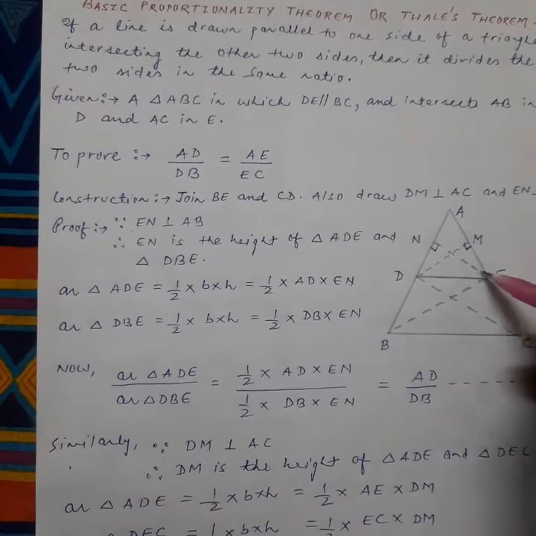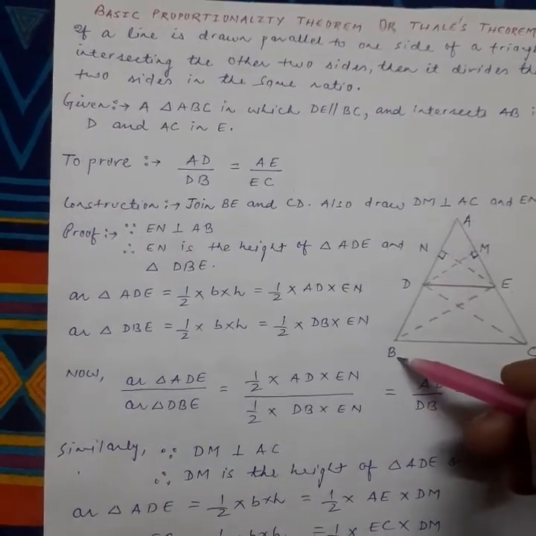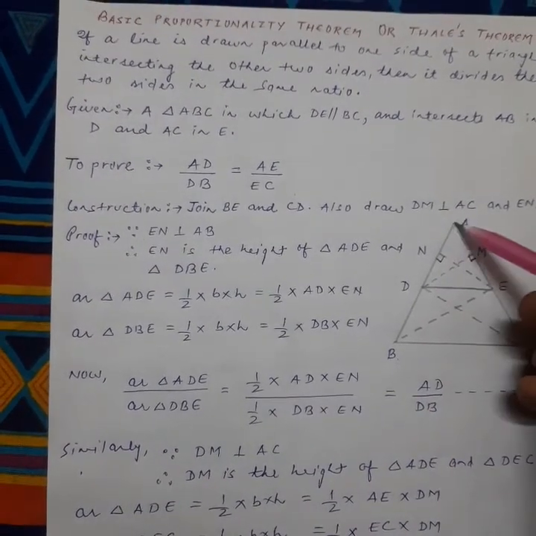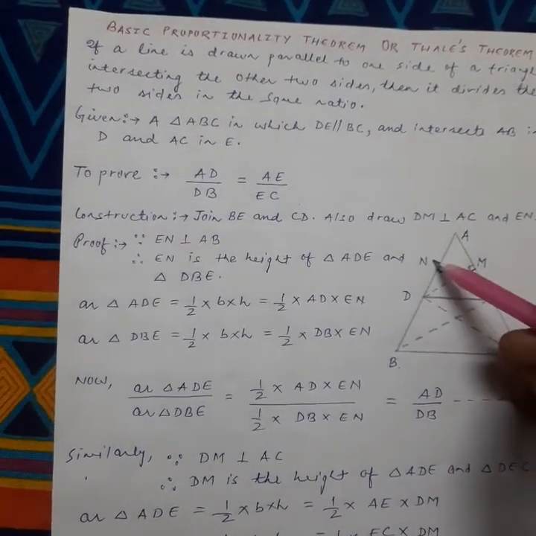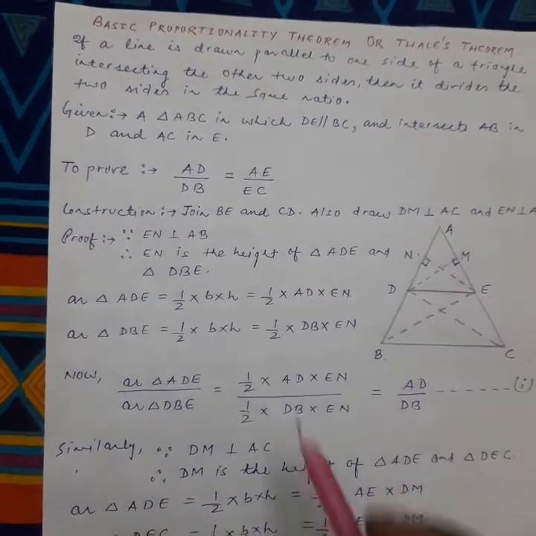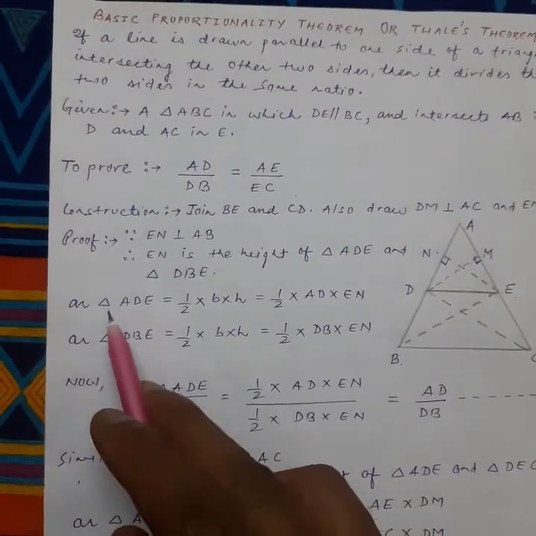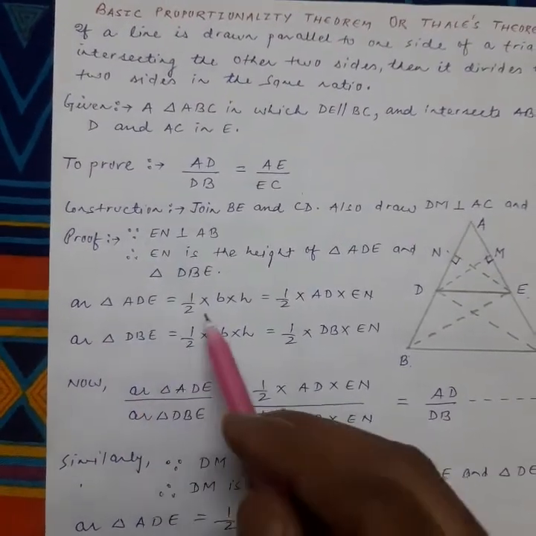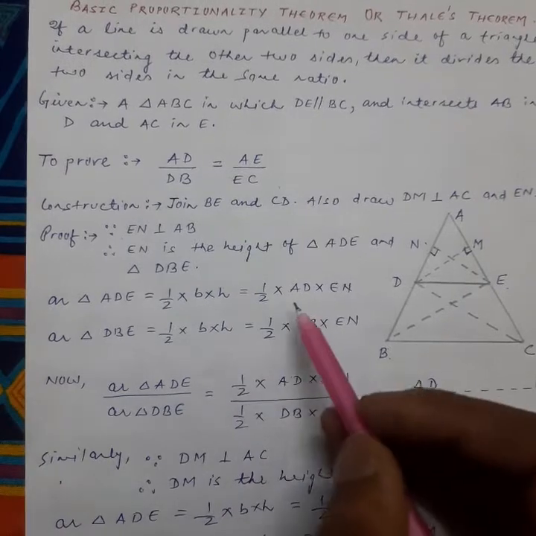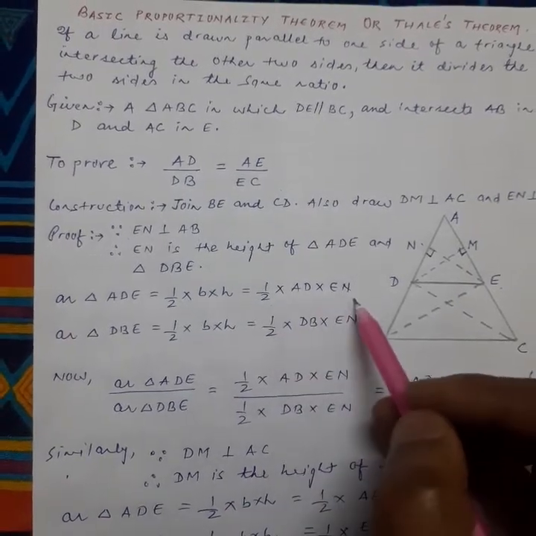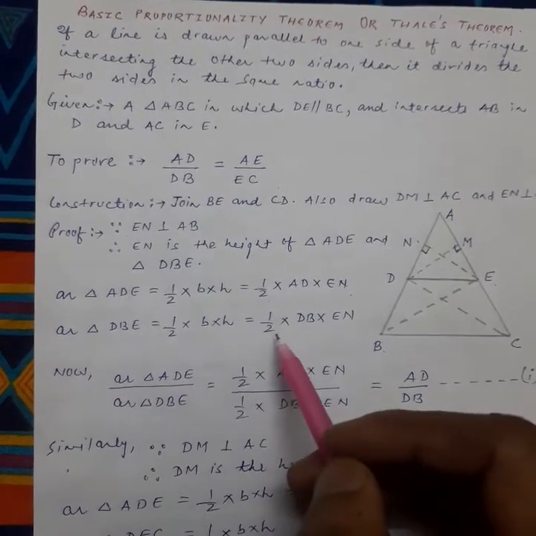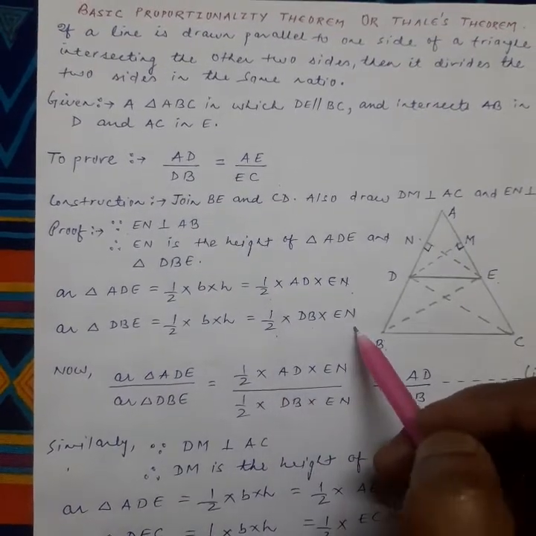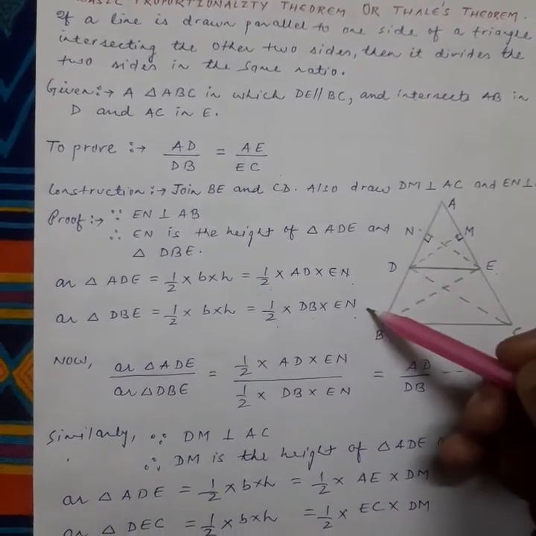Now since EN is perpendicular to this line segment AB, for triangle ADE and triangle DEB, this EN will work as the perpendicular. So we can write area of triangle ADE, that is half into base into height, will be equal to 1 by 2 into AD into EN. And area of triangle DBE will be equal to half into DB into EN. Let us find the ratio of these two triangles.